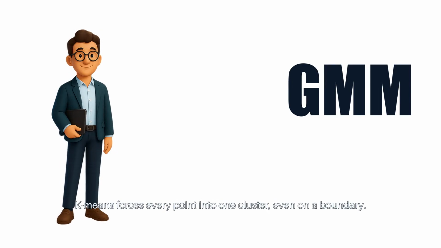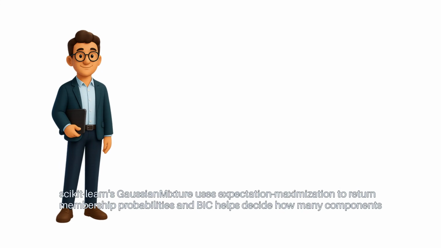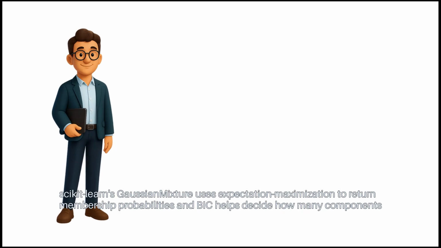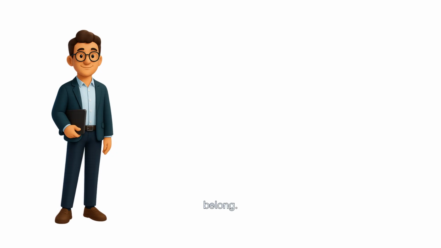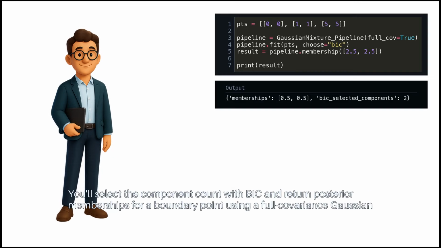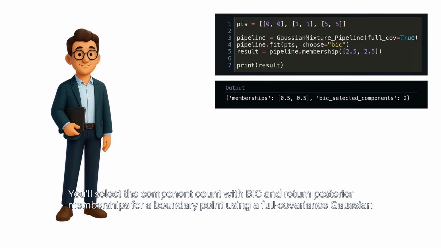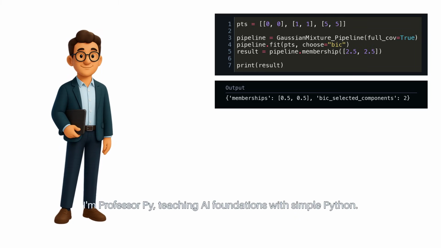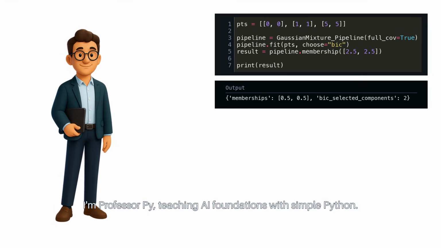K-means forces every point into one cluster, even on a boundary. Scikit-learn's Gaussian mixture uses expectation maximization to return membership probabilities, and BIC helps decide how many components belong. You'll select a component count with BIC and return posterior memberships for a boundary point using a full covariance Gaussian mixture. I'm Professor Pi, teaching AI foundations with simple Python.